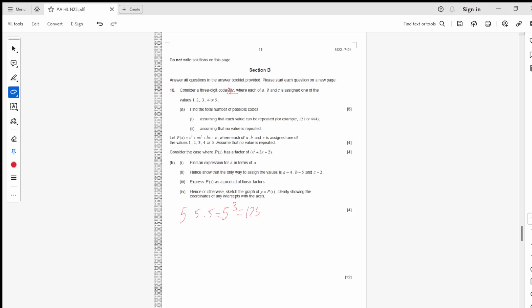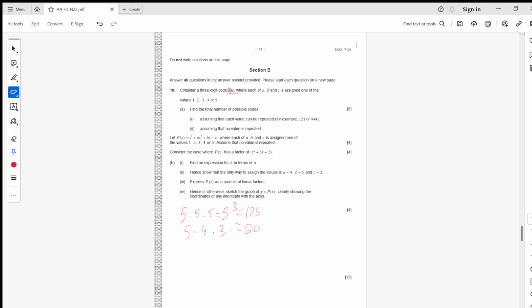Assuming that no value is repeated, then for A we have 5 possibilities. Then for B, we have only 4 possibilities because one of the possible values is already used for A. And for C, we have only 3 possible variants. And it gives us 5 times 4 times 3, which is 60.